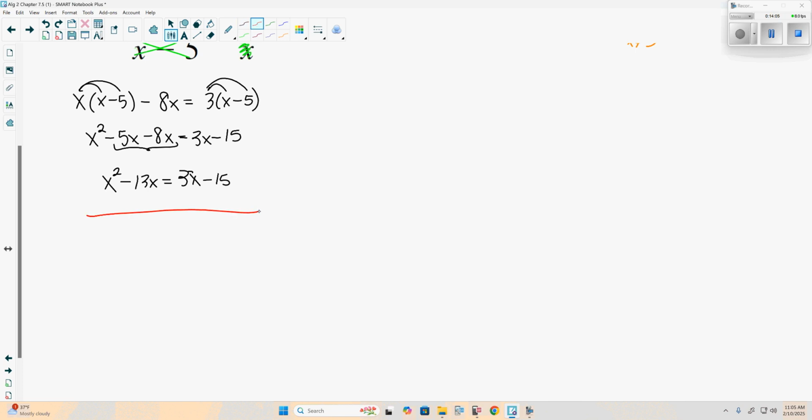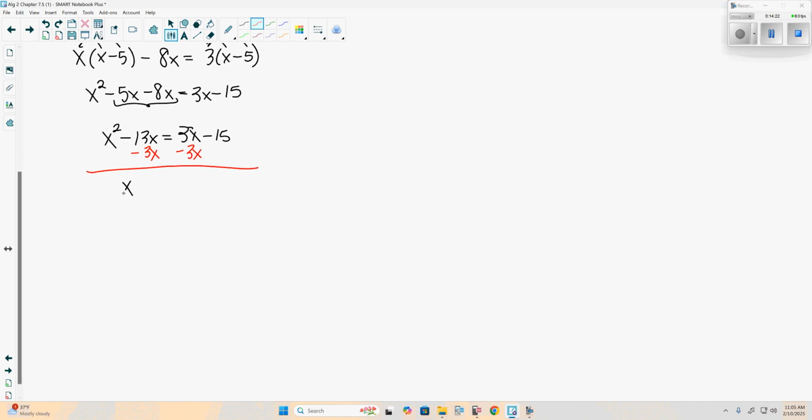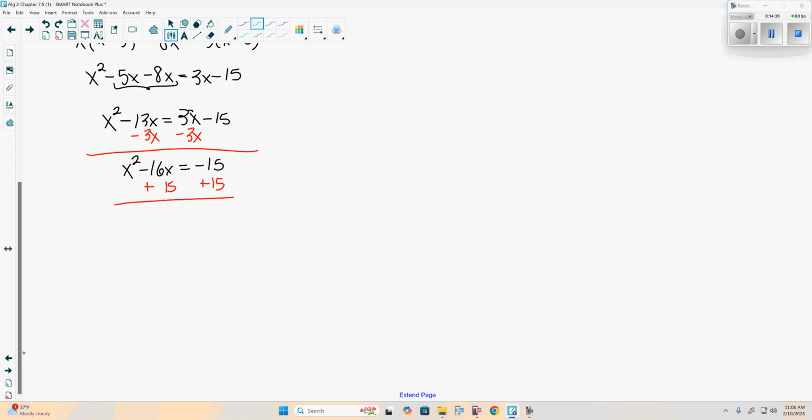Again, so this one here, just like one of the ones we had earlier, we do have an x squared. We have a term to a power greater than 1, which means we need to get this equation equal to 0. So we're going to subtract 3x from both sides, telling us that x squared minus 16x is equal to negative 15. Then we're going to add 15 to both sides. X squared minus 16x plus 15 is equal to 0.